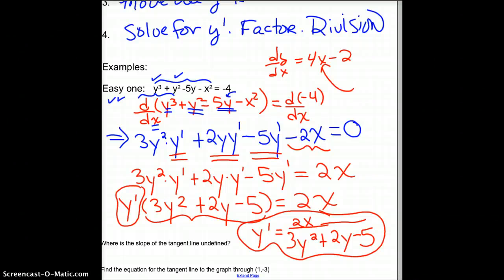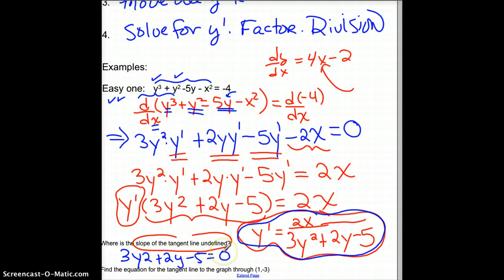So where it asks where the slope of the tangent line is undefined, well, that would be where this derivative is undefined, which means the denominator can't be equal to 0. So we would say 3y squared plus 2y minus 5 equals 0. You would factor and solve it. I don't want to go through that, just for time purposes.